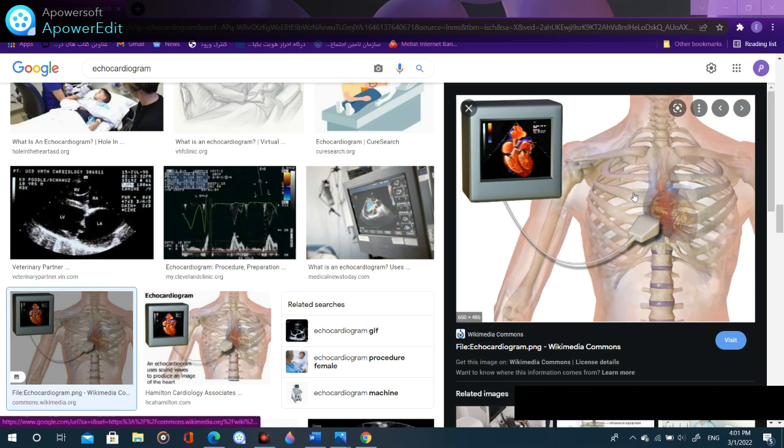In this picture, we see the ultrasound from the probe, the transducer of the echocardiography, sent to the heart and returning to the probe, and we process a picture of the heart.